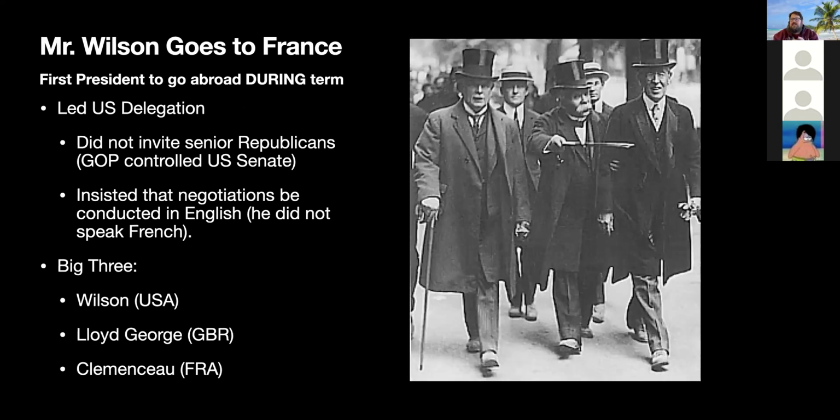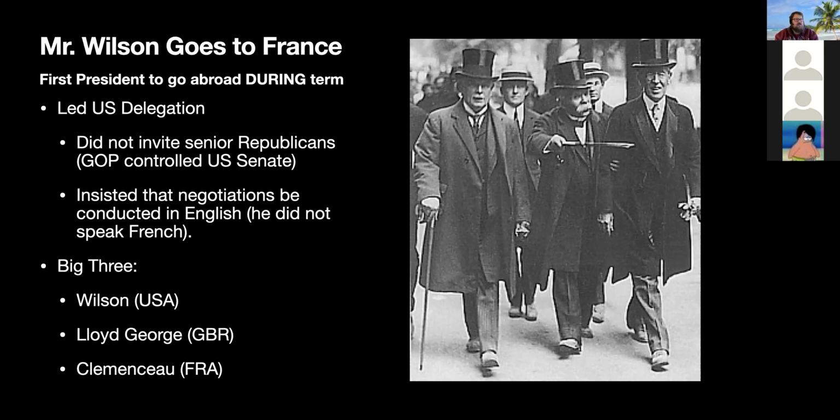So one of the big things that's going to happen here is that Wilson is going to himself personally go to Paris to negotiate this treaty. That's huge. Wilson is the first American president to leave the country during his term of office. And that meant about a week's voyage across the Atlantic Ocean to get to Paris. That's a big deal.